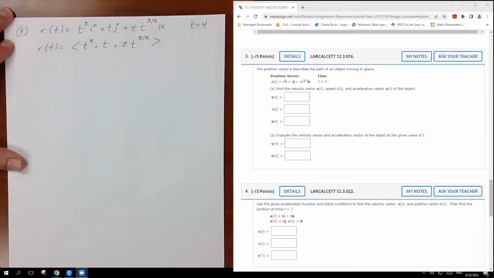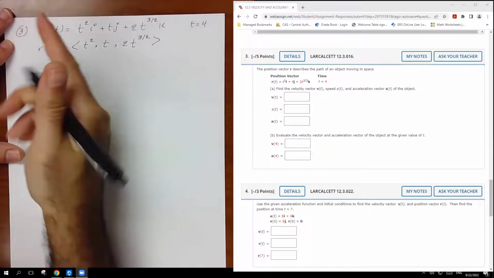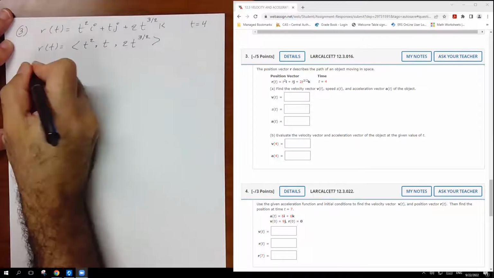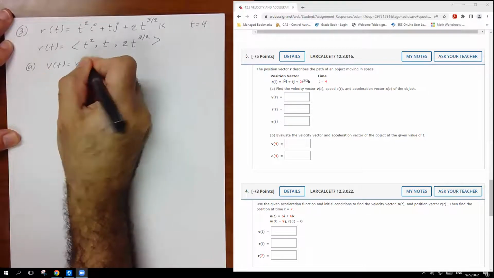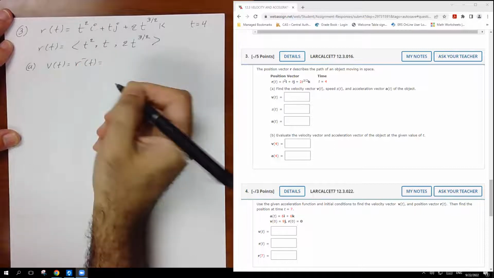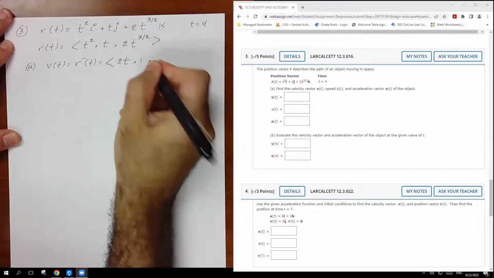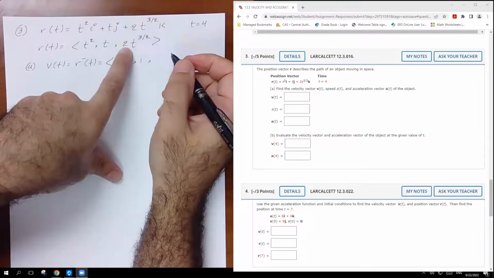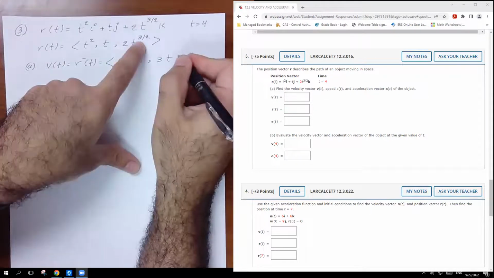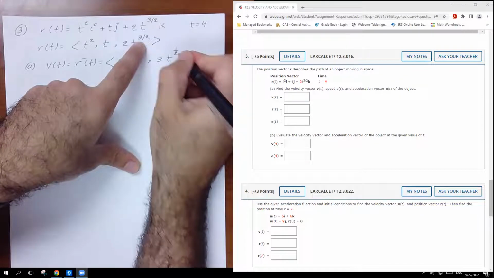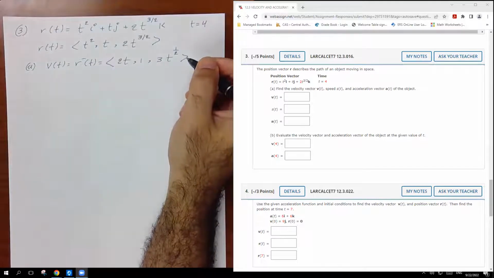Now let's keep moving on. Find the velocity, that means the derivative for this one. This is A, the velocity of t is going to be the derivative of r of t, and this one is going to be equal to 2t, 1, and 3 over 2 times 2, so it's going to be 3, t to the 3 over 2 minus 1, which is 1 over 2. Okay, because we just find the derivative.